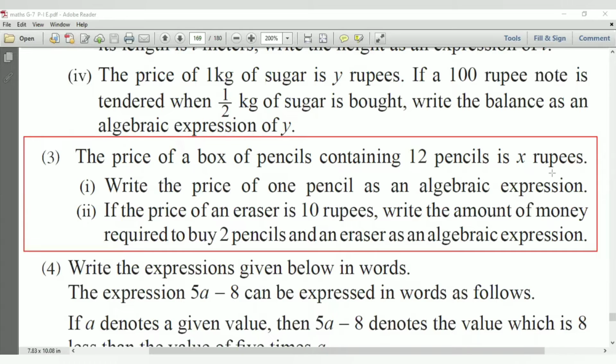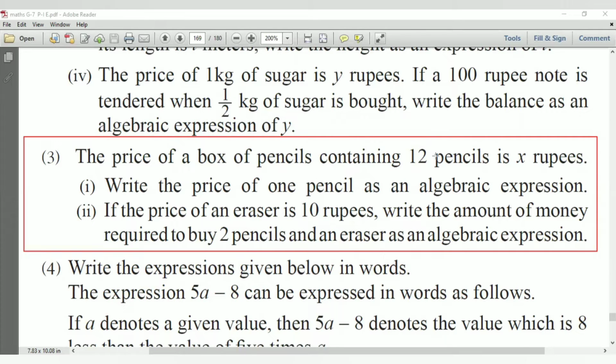There is a box of pencils where that box has 12 pencils in it, right? The price of that box of 12 pencils is X rupees. Then the first question they ask is, you have to write the price of one pencil as an algebraic expression.